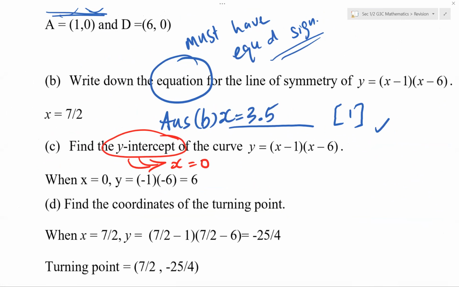Okay, so find the y-intercept, meaning when x is equal to 0. Substitution, when x is equal to 0, y will be simply 6. That's it.